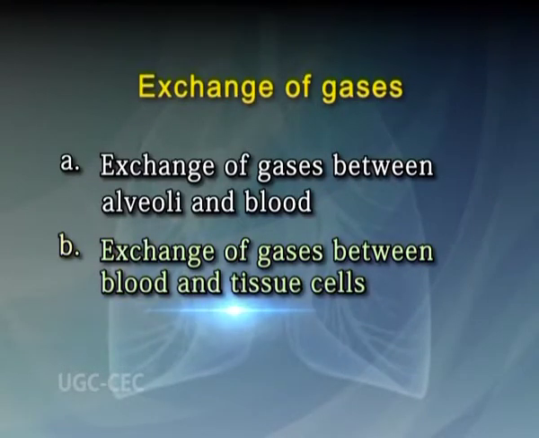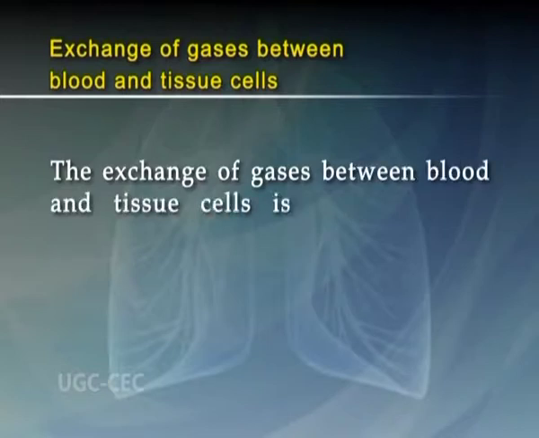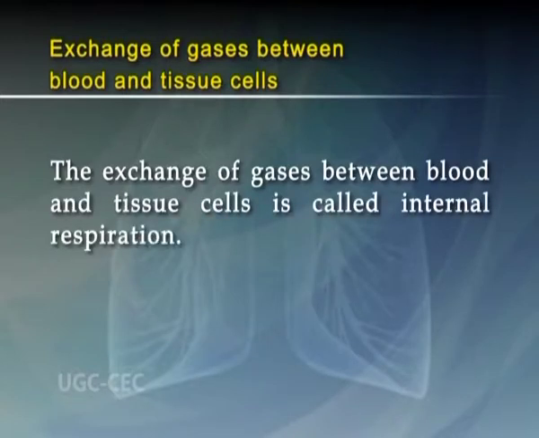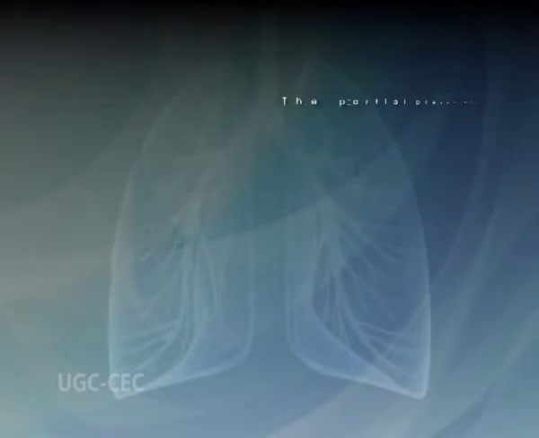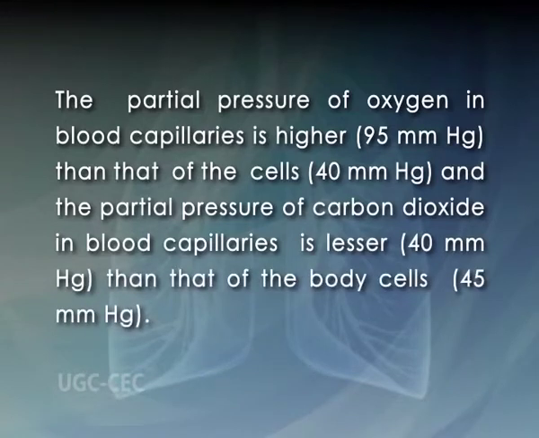Next, B. Exchange of gases between blood and tissue cells. The exchange of gases between blood and tissue cells is called internal respiration. The partial pressure of oxygen in blood capillaries is higher, that is 95 mm mercury, than that of the cells, 40 mm mercury, and the partial pressure of carbon dioxide in blood capillaries is lower, that is 40 mm mercury, than that of the body cells, that is 45 mm mercury.